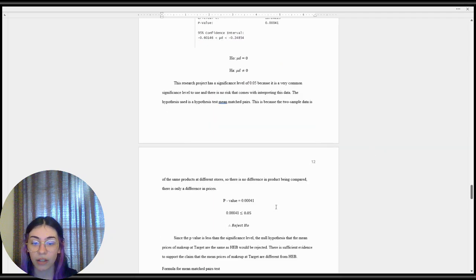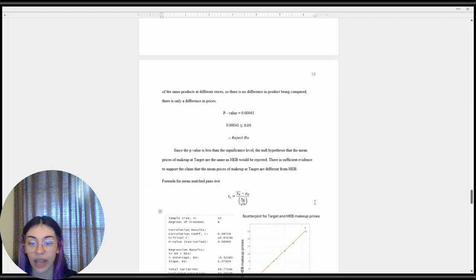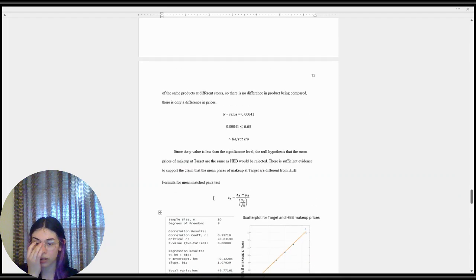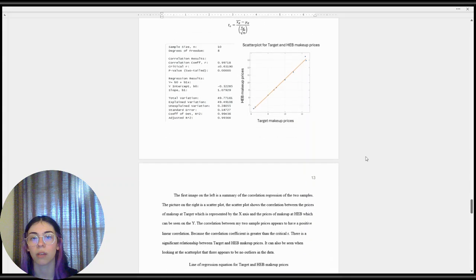So we have our p-value stated down here. It is a very low p-value. It is smaller than our level of significance. So therefore, we would reject the null hypothesis that the prices of makeup are equal to each other. And because we reject this null hypothesis, there is sufficient evidence to support the claim that the mean prices of makeup at Target and the mean prices of makeup at HEB are different to each other. And then below that, we have our formula for our mean matched pairs test. And then after that, we get to the correlation regression part of this project.